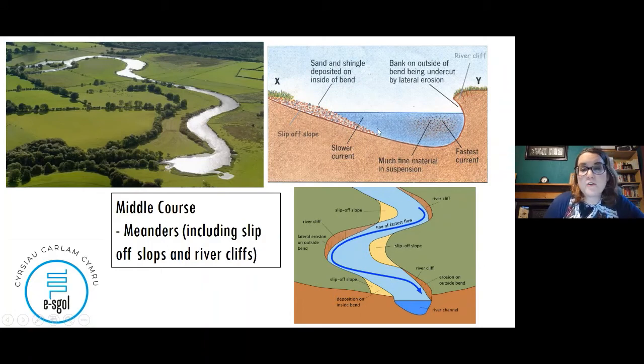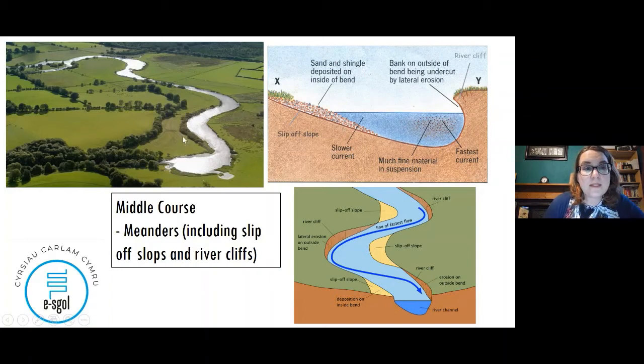The formation of meanders is due to both our deposition and our erosion. The force of the water erodes and undercuts the river bank here where we have our river cliff created. And on the inside of that bend where it's slower, material is deposited and there's more friction. And that's our slip-off slope.